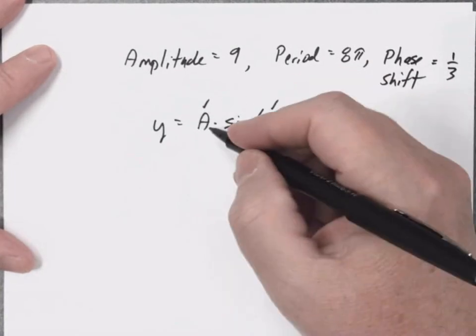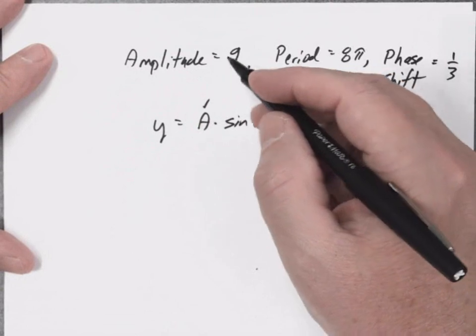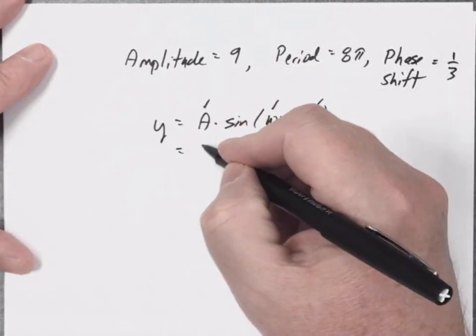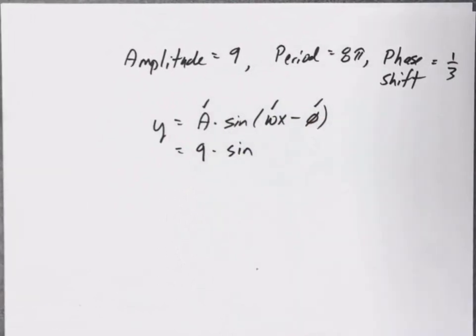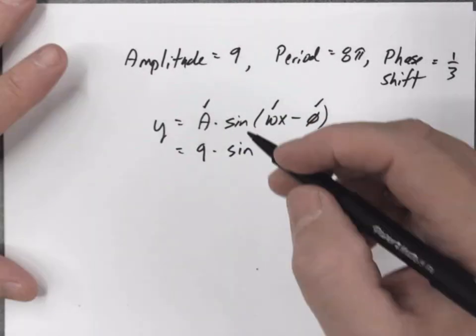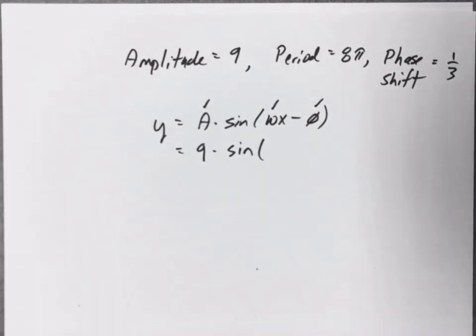This A is the amplitude. That's always the easiest one. Amplitude is 9. So I can go ahead and put the 9 in here with the sine. Now, if I can figure out omega and phi, then I'll have the equation.